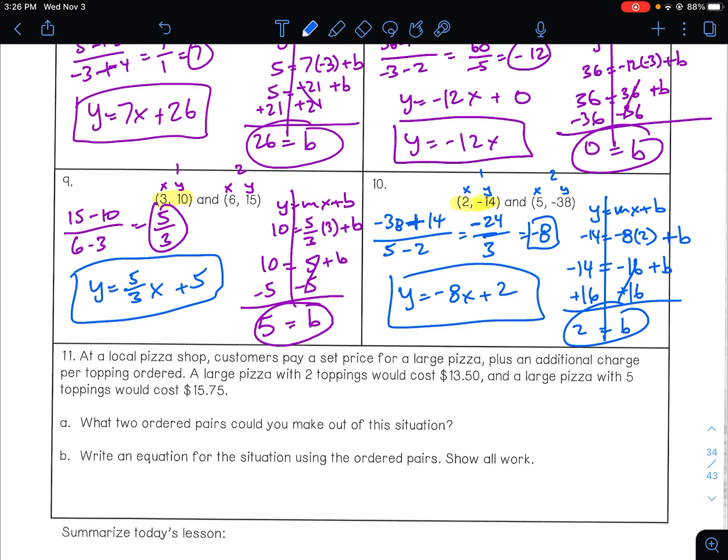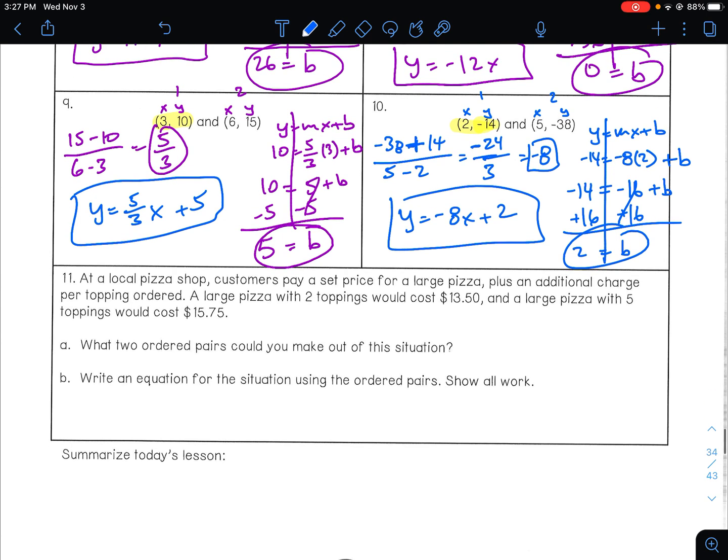All right. Let's do some word problems now, or a word problem. At a local pizza shop, customers pay a set price for a large pizza, plus an additional charge per topping ordered. A large pizza with 2 toppings would cost $13.50, and a large pizza with 5 toppings would cost $15.75. What 2 ordered pairs could you make out of this situation?